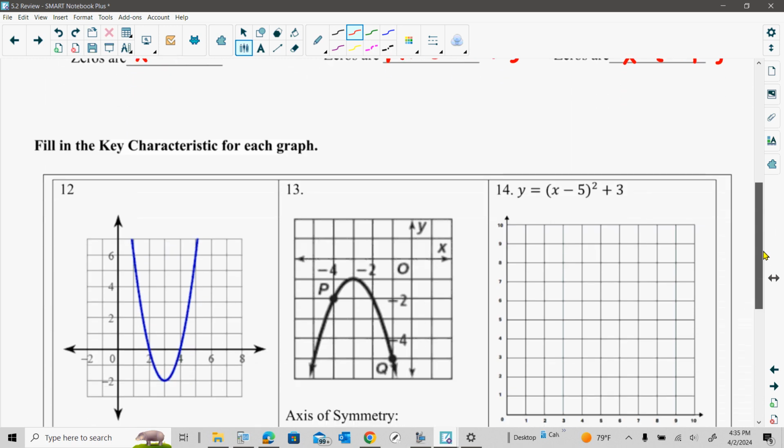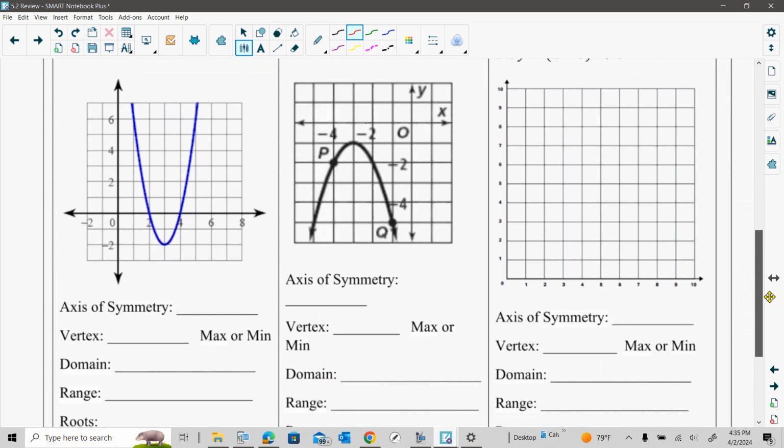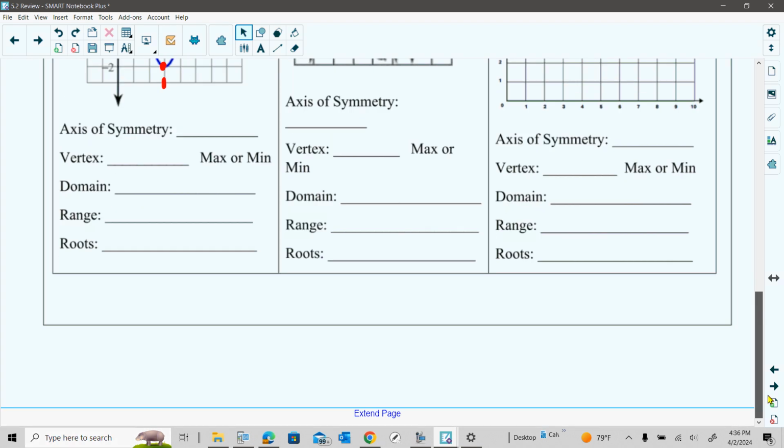So now we're just taking a little step further. Now we're asking to find the different parts to the parabola, the key features. So I give you the parabola here. This is my blue U shape here. Your axis of symmetry, I would always identify our vertex because our axis of symmetry goes through that point. It's that vertical line.